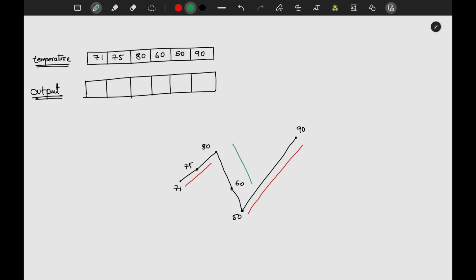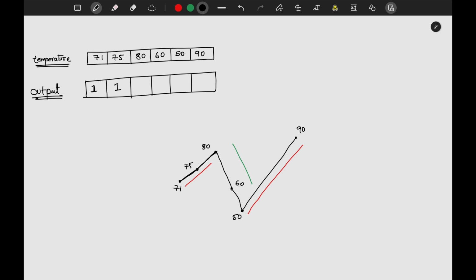Okay. So now if you see, for increasing values, the answer will always be 1, the number of days, right? Why? Because of the next value for a current temperature. Suppose the current temperature is 71. The next temperature is 75, which is greater. So for 71, the answer will be 1 because after one day, we will see a warmer temperature, right? Similarly, for 75, the next day the temperature is 80. So for this also, the answer will be 1.